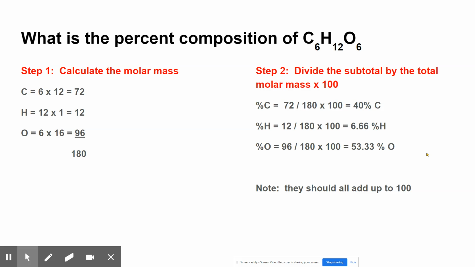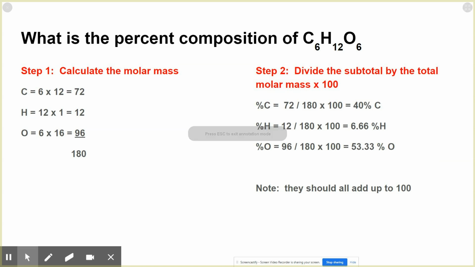You multiply the number of atoms by the atomic mass of each element, find the subtotal, and then you add them all up. So, for example, if you look at this carbon, there's 6 carbons, right? So you multiply that by the atomic mass of carbon, which is 12, and then you get 72. It's the 72 that is actually important here. That's your subtotal.